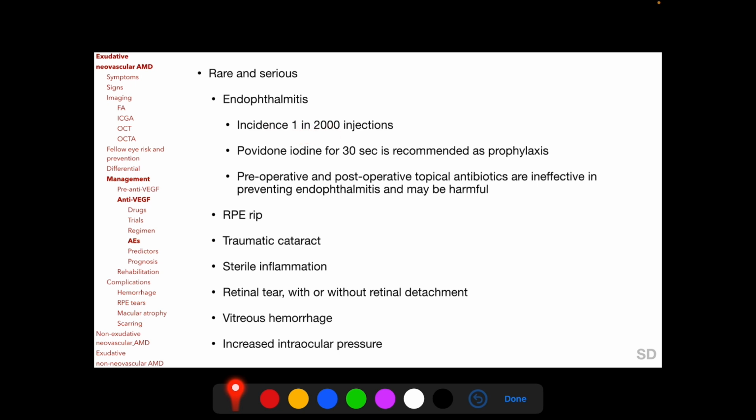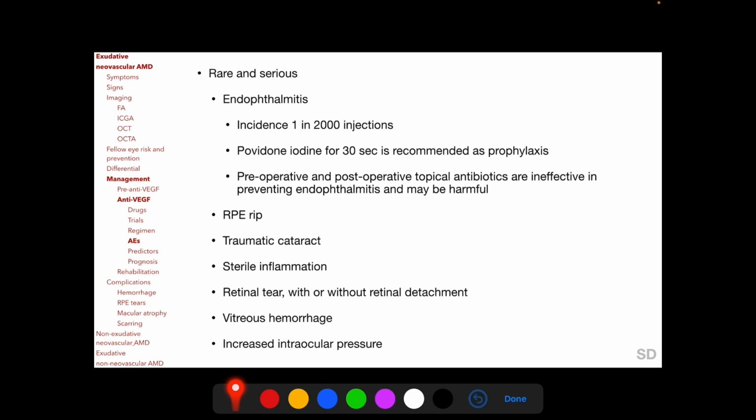in 2000 injections, and povidone iodine for 30 seconds prior to injection is recommended as prophylaxis, but preoperative and postoperative topical antibiotics are ineffective in preventing endophthalmitis and may be harmful by promoting the growth of resistant organisms when used repeatedly for repeated injections.